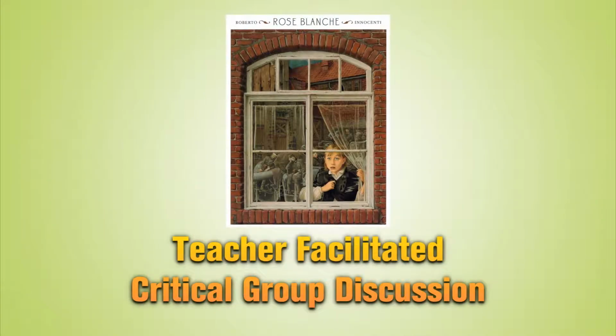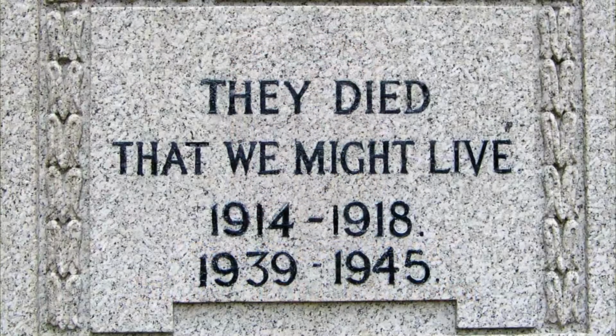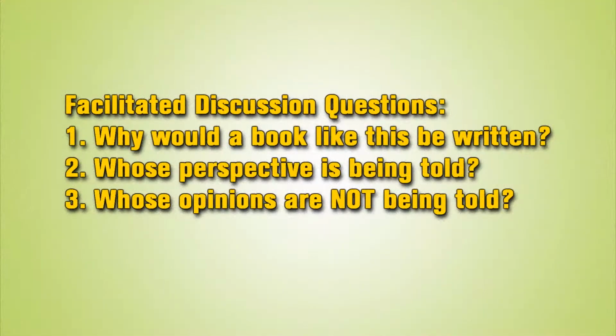A second activity to do is simply to have a critical discussion about the book, especially on days such as Remembrance Day. I found that the book lends itself very well to critical discussion because the concept of war is difficult for most people to try to make sense of, let alone young children who have never had to experience war. As a teacher, you would facilitate the discussion by asking critical questions such as, why would a book like this be written? Whose perspective is being told in the book? And whose opinions and points of view are not being told in the book?